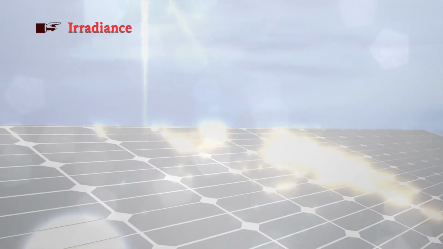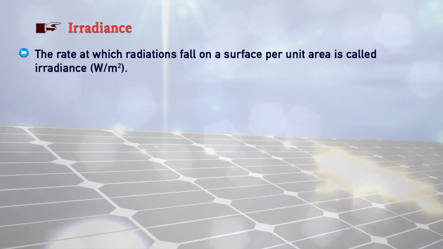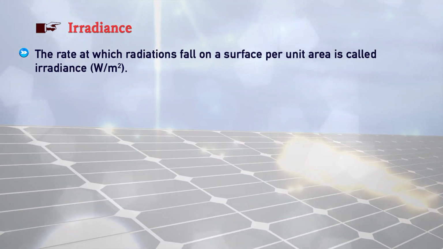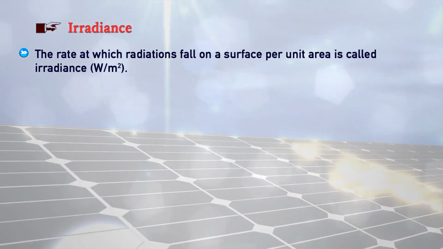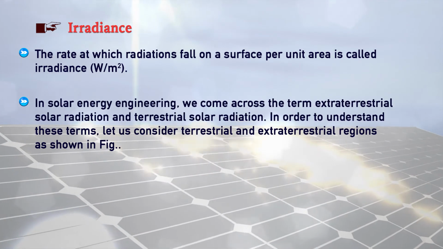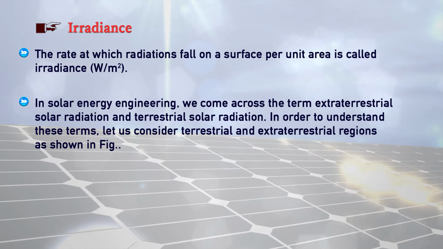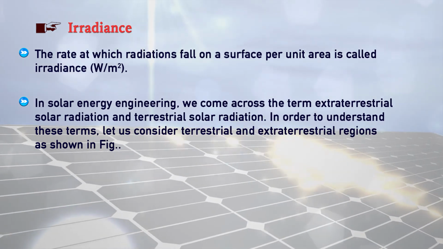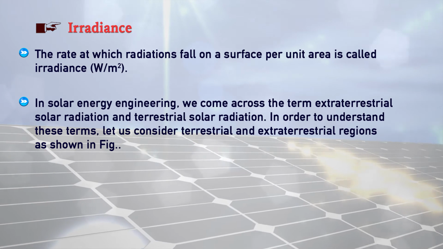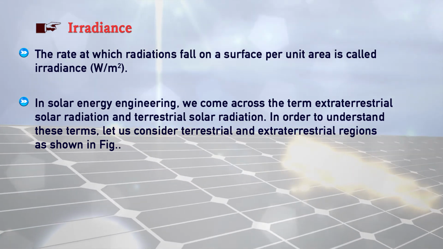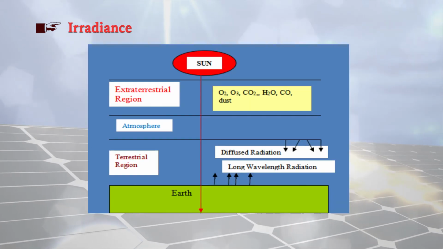Now it is a very familiar term called solar radiation, or you can say irradiance. Now we have to define irradiance. The rate at which radiation falls on a surface per unit area is called irradiance, and it is measured in watt per meter square. In solar energy engineering, we come across the terms extraterrestrial solar radiation and terrestrial solar radiation. In order to understand these terms, let us consider terrestrial and extraterrestrial region as shown in the figure.